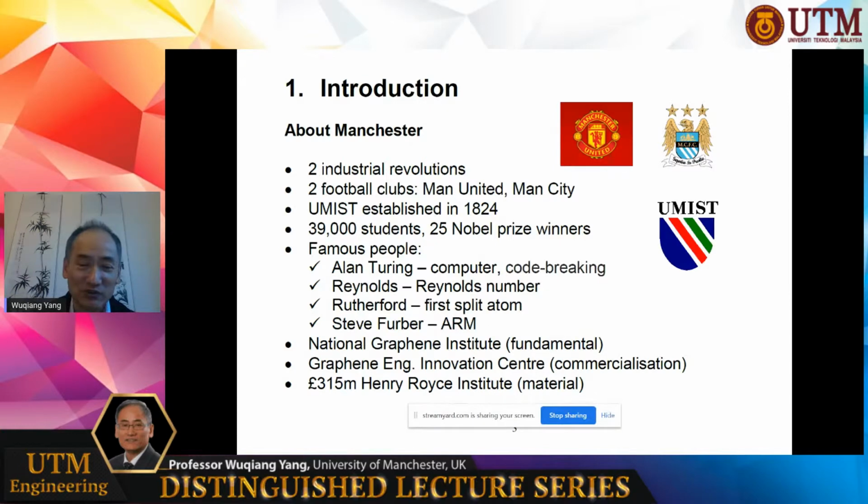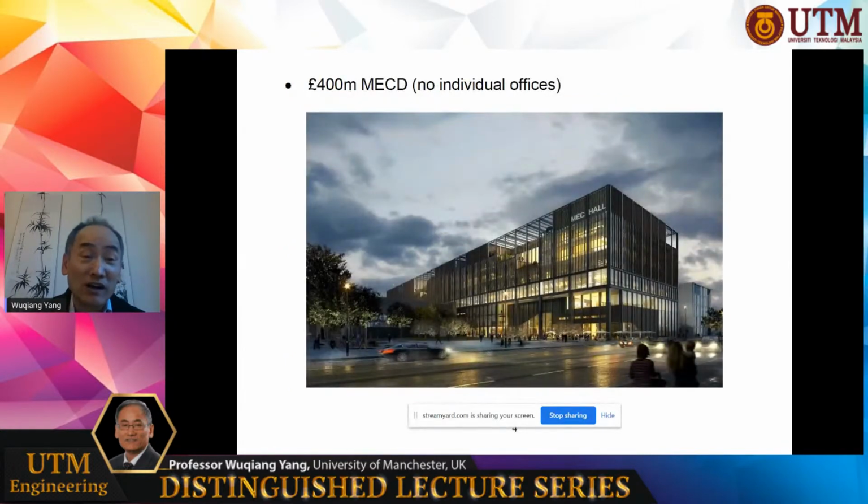We work together closely. Because of one of the Nobel Prize winners in graphene, the UK government gave us a few hundred million pounds to establish 2 centers. One is for fundamental research, the other one is for commercialization. Last year, University of Manchester just finished another new building, 315 million pounds. We are moving to this new building.